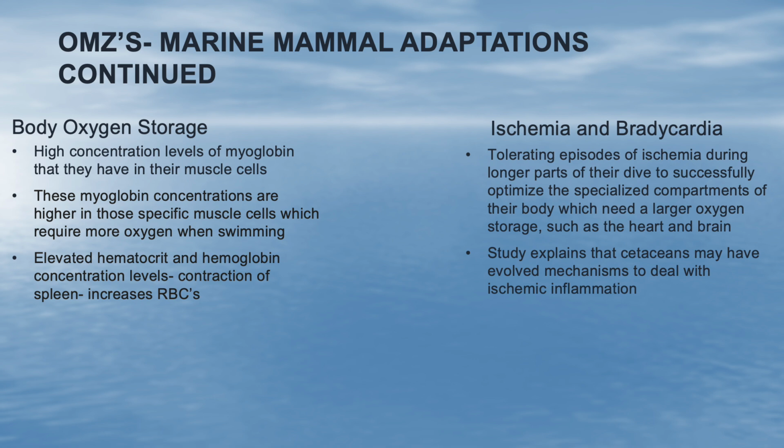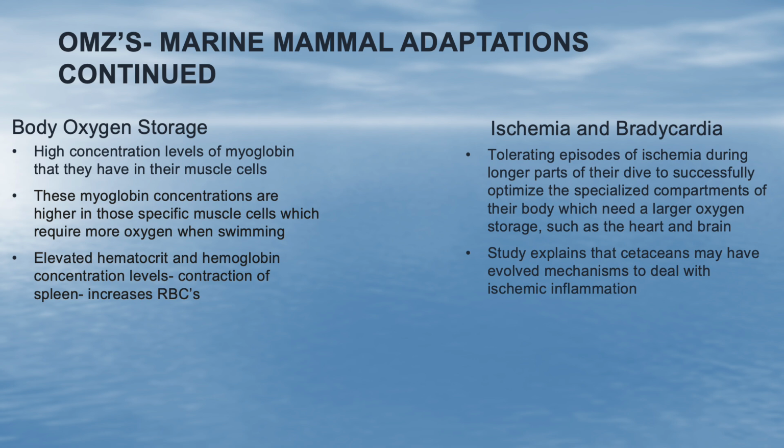Now that we talked about the adaptations for body oxygen storage, we can talk about ischemia and bradycardia. These are other adaptations that marine mammals have. They have adapted to ischemia in their response to low oxygen waters by repeatedly tolerating episodes of ischemia during longer parts of the dive, in order to optimize the specialized compartments of their body which need a larger oxygen storage, such as the heart and the brain.